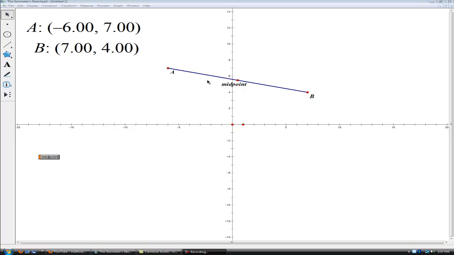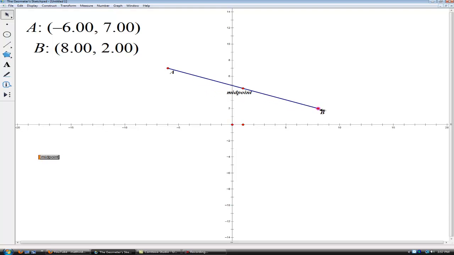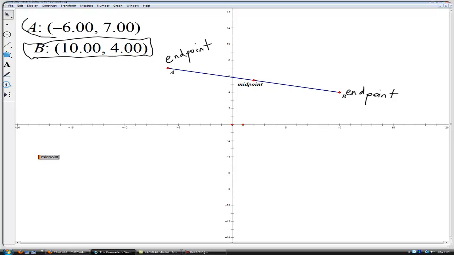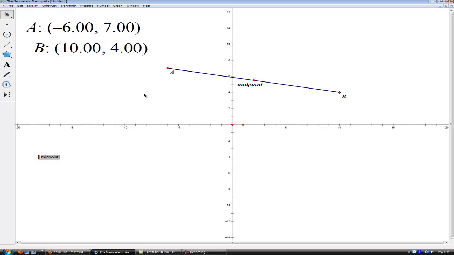Hello, this geometry video is on the topic of midpoint. And what we have here is a segment. And the segment has two endpoints. There's an endpoint B, which has these coordinates. And there is an endpoint A, which has these coordinates on our Cartesian plane.